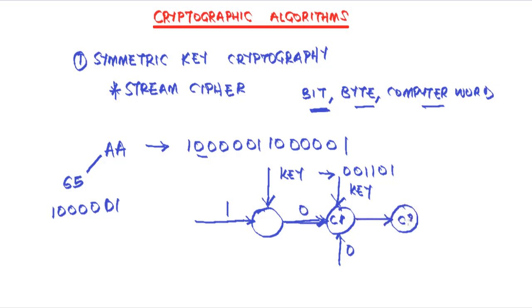So this could be C2. The next input is 0. Your key will still be fed into it, and then this output will also be fed. So stream cipher implements some form of feedback so that your key is constantly changing. Now it doesn't have to be like this. It could be that the feedback is going into the key, but you get the general idea.